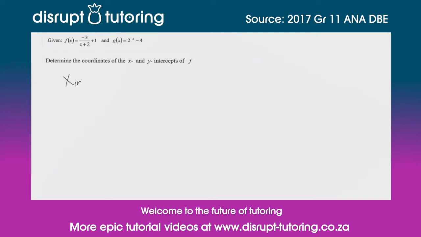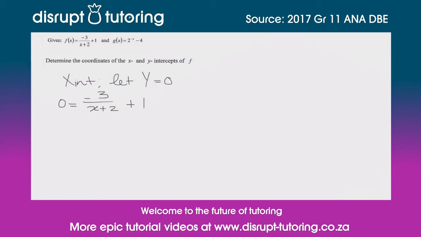So in order to calculate our x-intercepts, we need to let y equal 0. Okay, so we're going to plug in the 0 where the f of x is. So it's going to be 0 is equal to minus 3 over x plus 2 plus 1. Now we've got an equation to try and solve for that x. The hardest part about this equation is that x is sitting in the denominator, but that's fairly simple to deal with. What we're going to do is multiply every single term in this equation by that denominator.